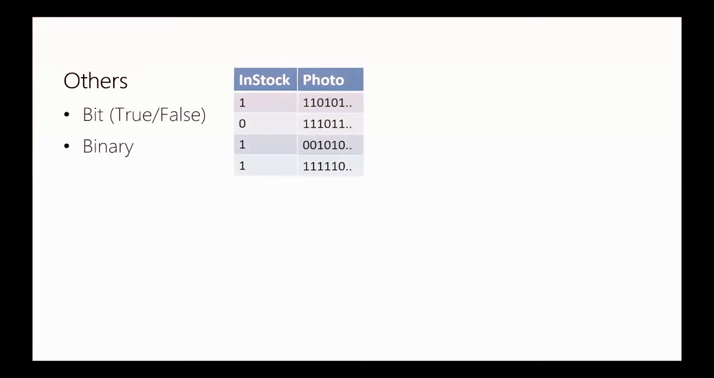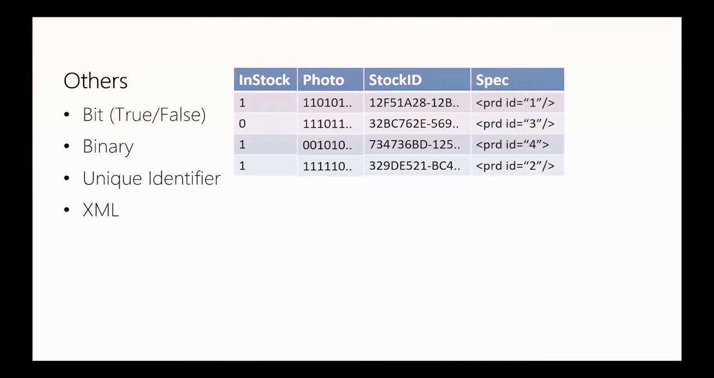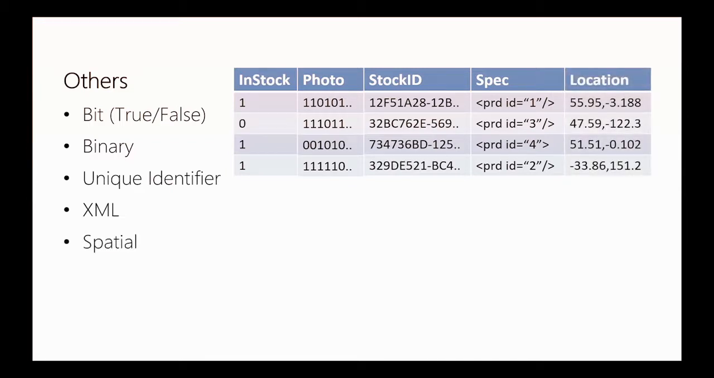And there are some other data types, more esoteric data types that you can store. So we've got things like bit for true-false values. We've got binary, where you can store the binary that's perhaps encoding a photograph or a video or something like that. There's something called a unique identifier, a GUID, sometimes called a global unique identifier. We can store XML. We've got a data type that supports XML, which we'll talk a little bit about in one of the later modules. And similarly, we can store spatial data, so coordinates or geometrical shapes.